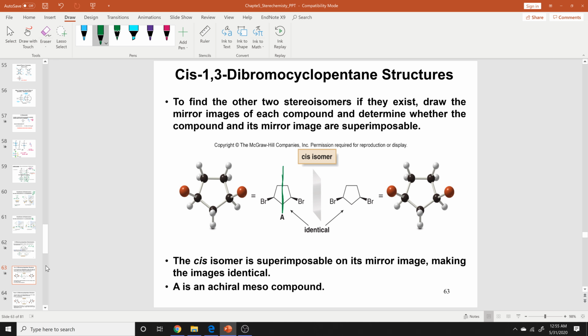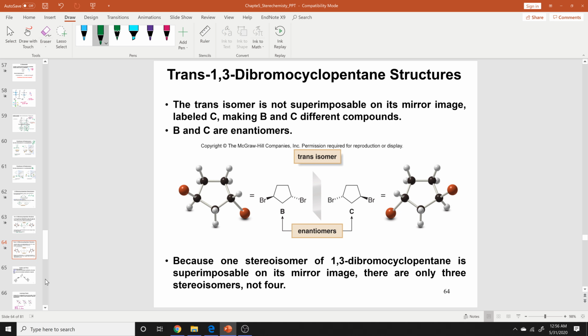So you don't have to draw its mirror image, because the mirror image, if you rotate 180, is going to be exactly the same as this molecule. These two are going to be identical with respect to each other. So cis isomer exists as a meso compound. Meso compounds are not chiral. They are achiral molecules. The trans, on the other hand, does exist as a pair of enantiomers. So the total number of stereoisomers is going to be a pair of enantiomers and one meso compound.